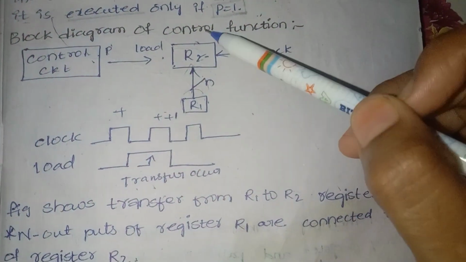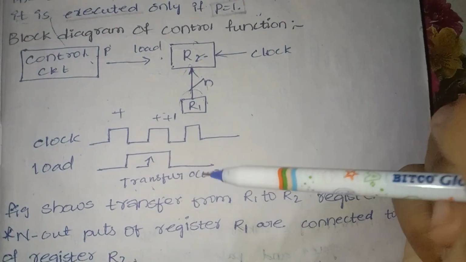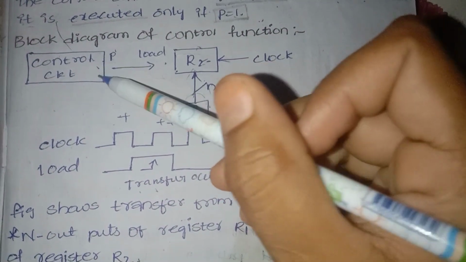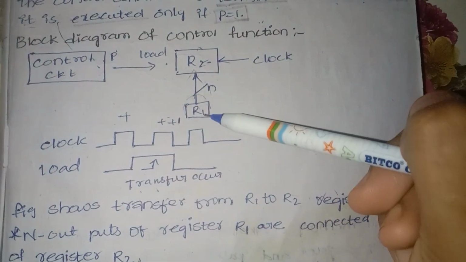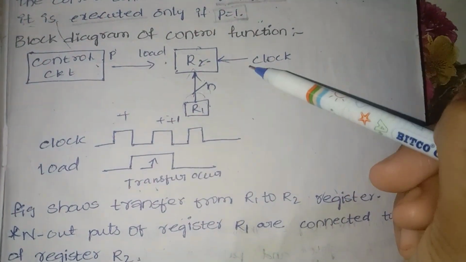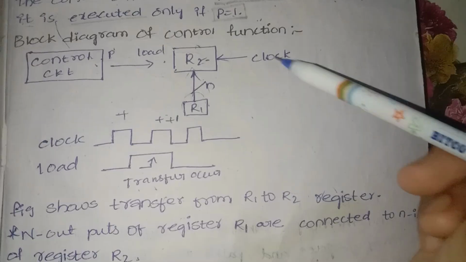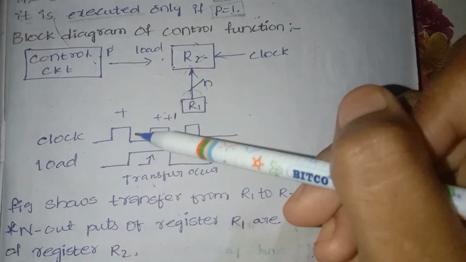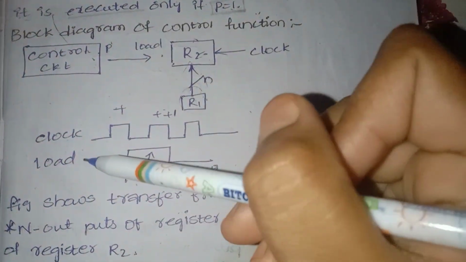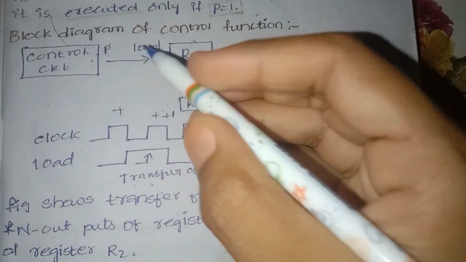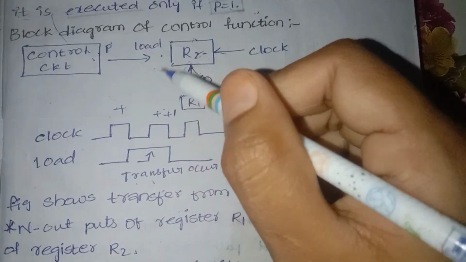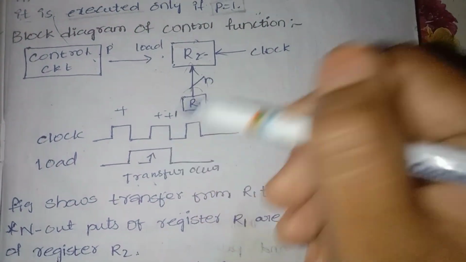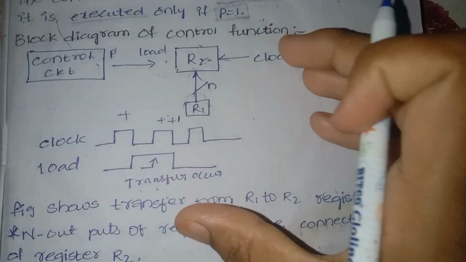Block diagram of a control function. This is a diagram. The control circuit is present in the block, and it is connected with registers R1 and R2 and with the clock on the right side. The clock is represented with an incrementing function. Load is for giving the load data so the transfer occurs. This is the arrow mark. This is a control function.